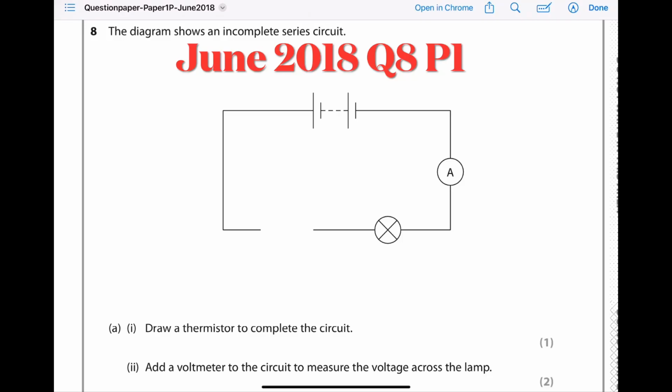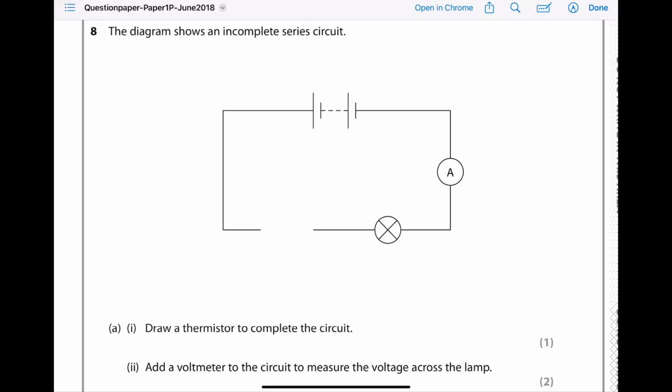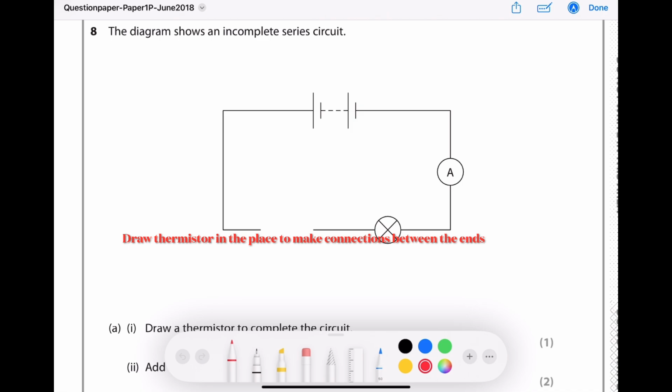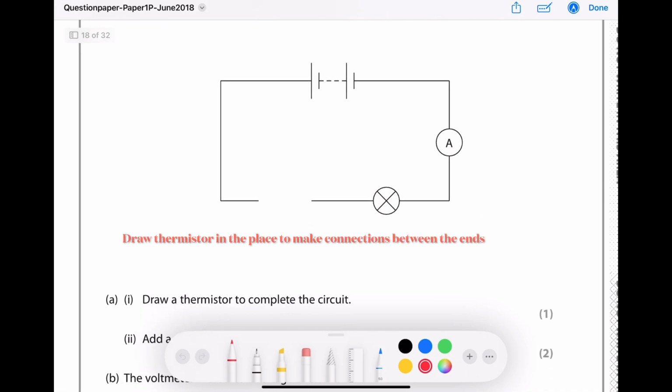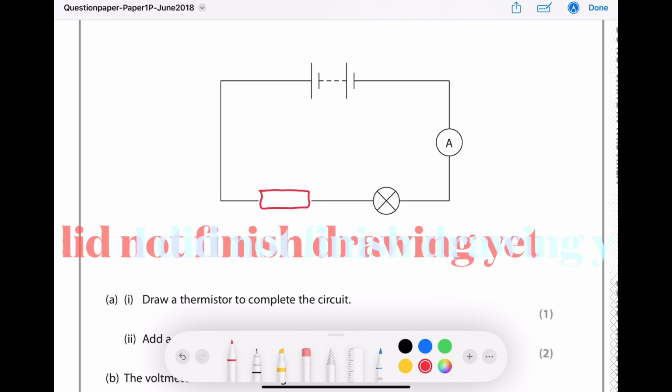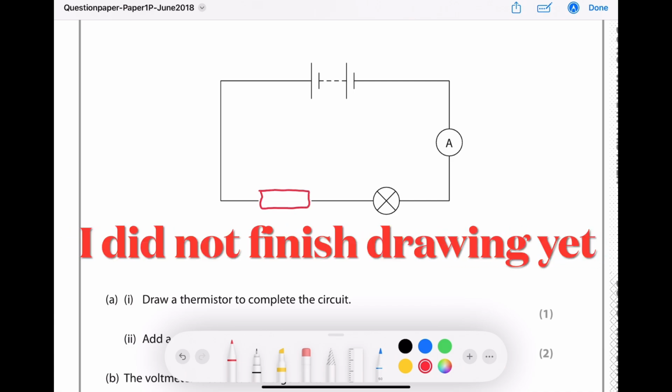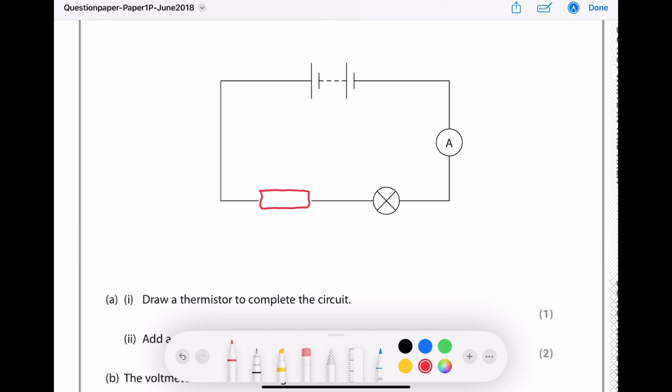Hi, for question 8, the diagram shows an incomplete series circuit. We have the battery, ammeter, and lamp. For section A, draw a thermistor to complete the electric circuit. So here I draw this box or rectangular shape, which is for resistor. But when you draw the arrow like this, now this is what we call it in physics, which is thermistor.